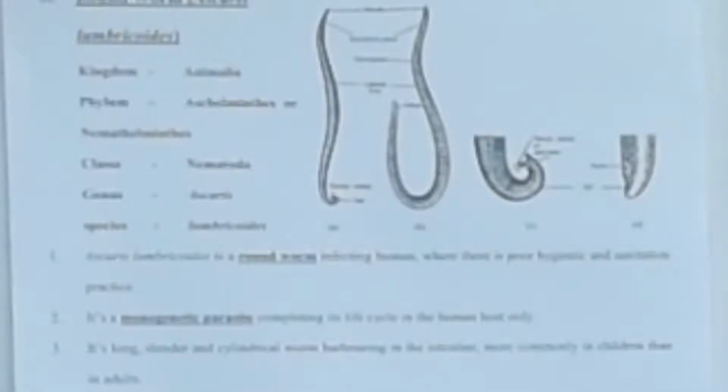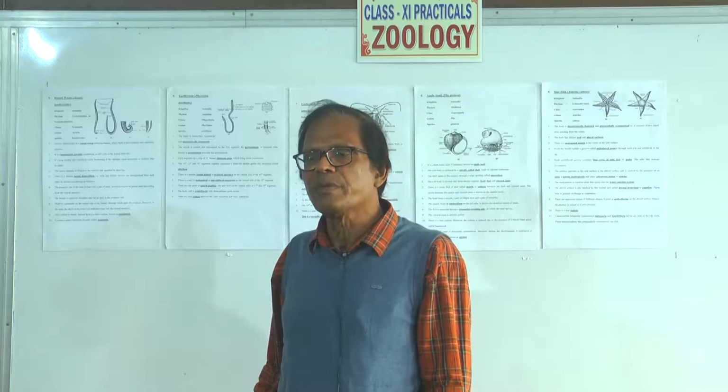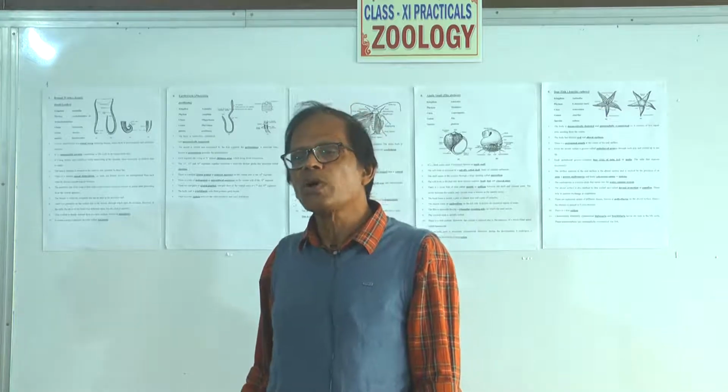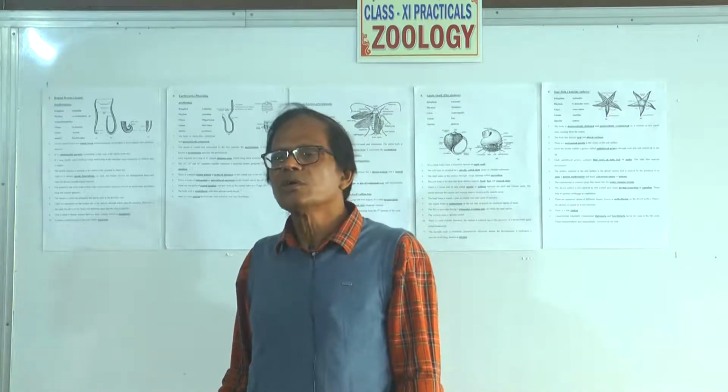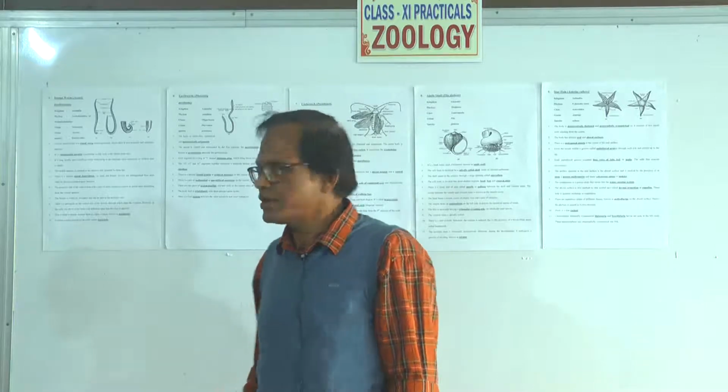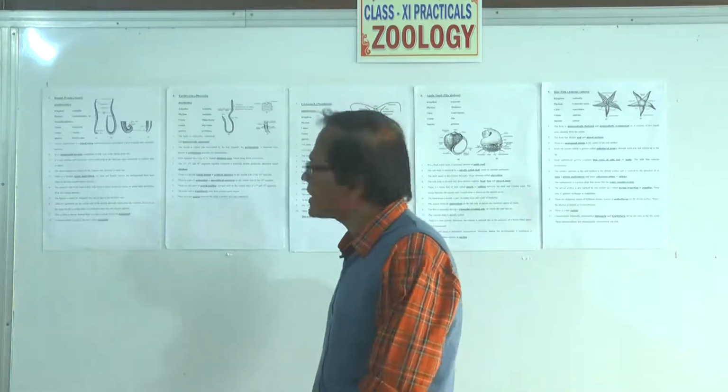Ascaris causes a gastrointestinal disorder called ascariasis. Gastrointestinal disorder. Therefore, the parasite lives in the alimentary canal, more commonly in children than in adults. Next animal.